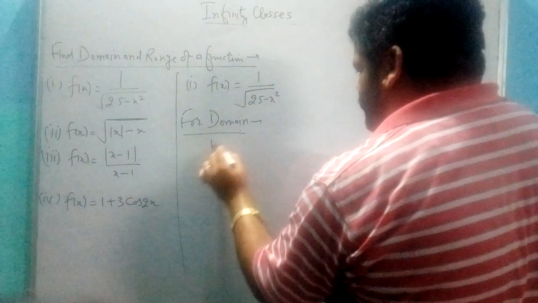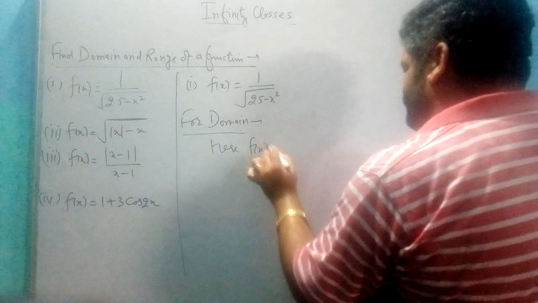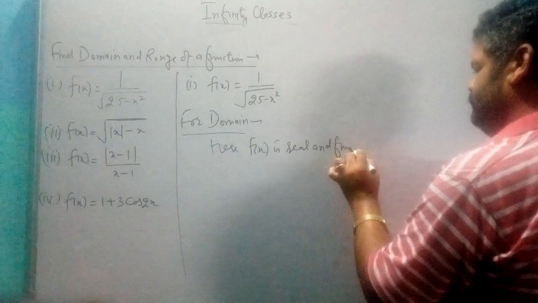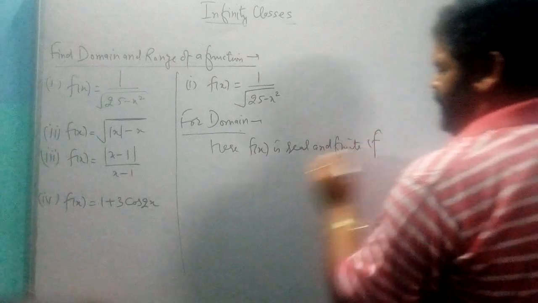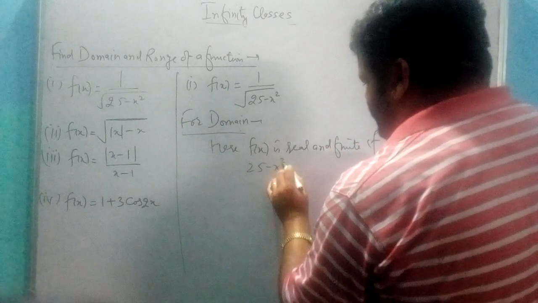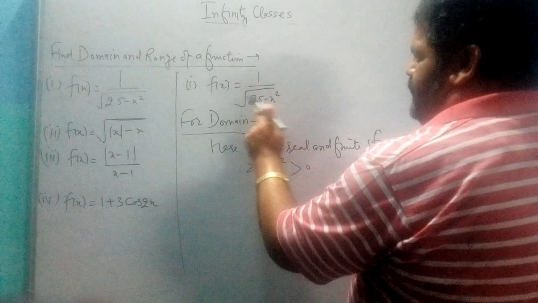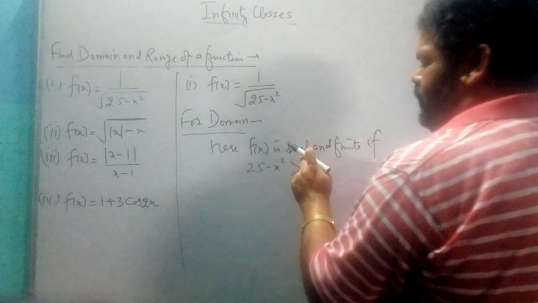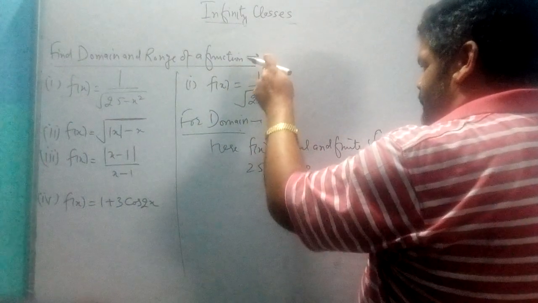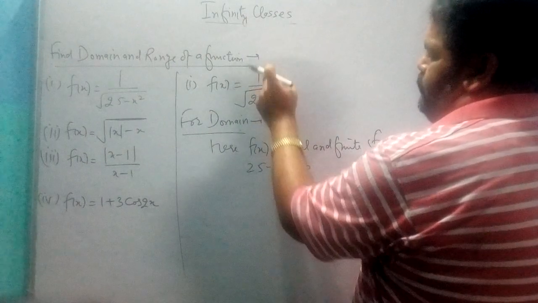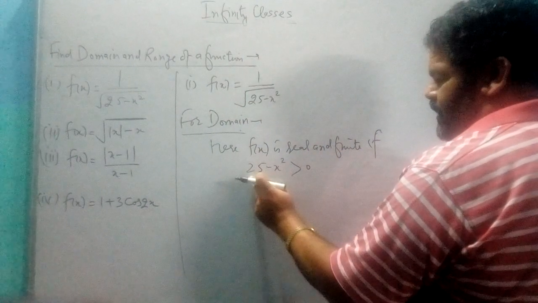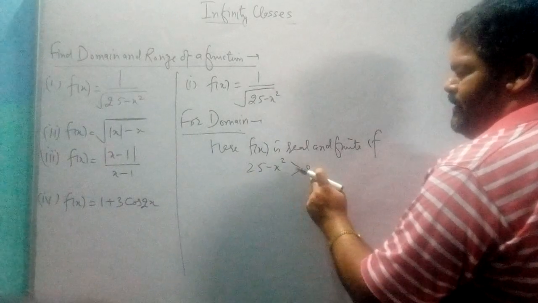Now here f of x is real and finite if 25 minus x square is greater than 0. If this is negative, it becomes imaginary, so it is non-real. This is not equal to 0 because 1 upon 0 is infinity. To take finite, we have to take 25 minus x square greater than 0.